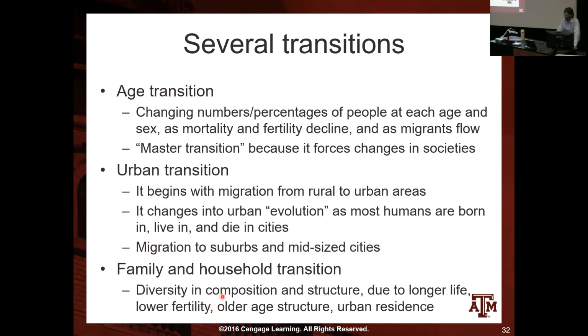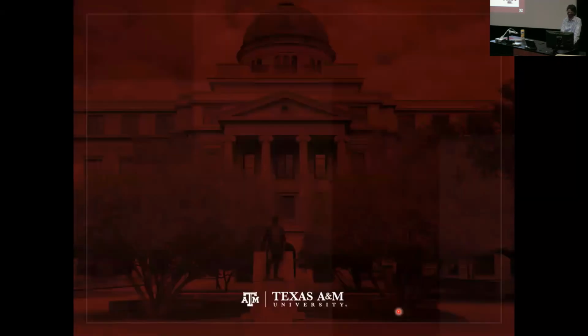There's a diversity in composition and structure due to people living longer, lower fertility, old age structure, and urban residence. The way that we are organized as a family, as a household, changes. And it's all influenced by all these other transitions in fertility, mortality, migration, age, and urban transition.